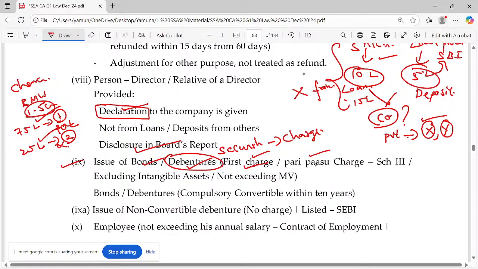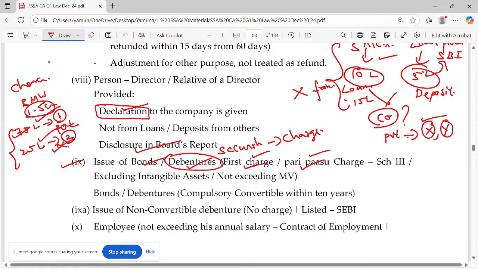And also, what does pari passu charge mean? Even though the second charge is created, in case of company insolvency, whoever created the security for 75 lakhs first has the first rights. But if the charge is created as pari passu, both the parties will get equal rights.